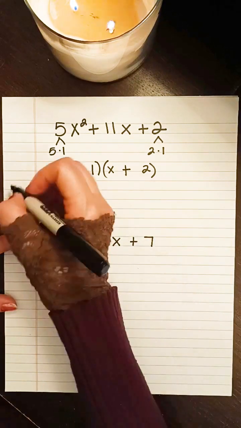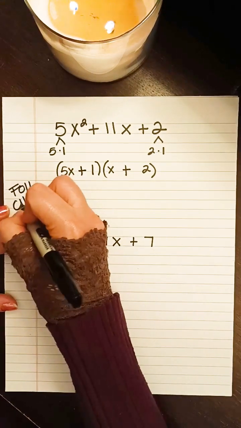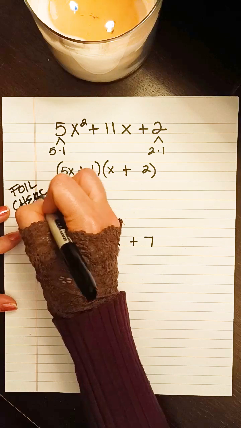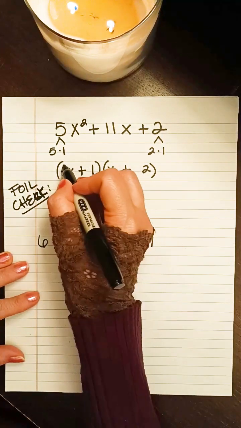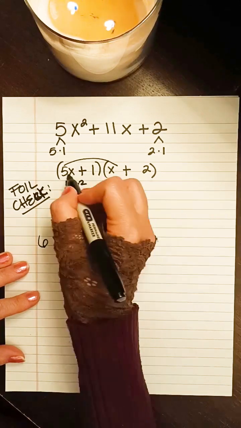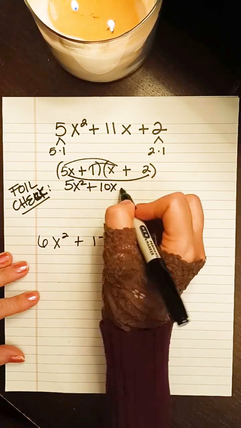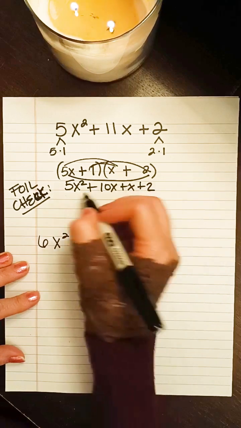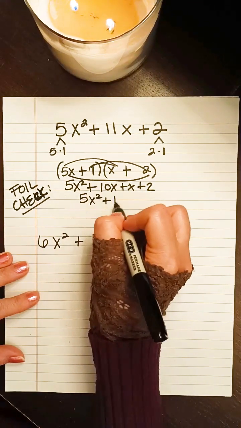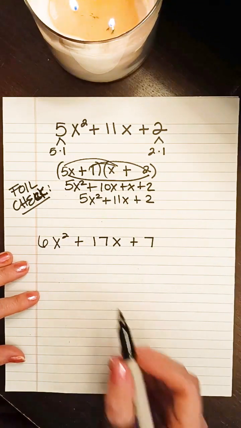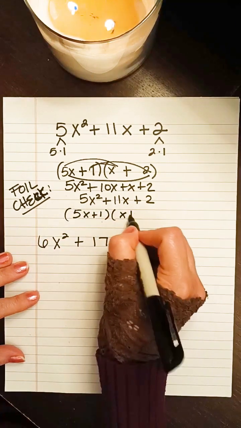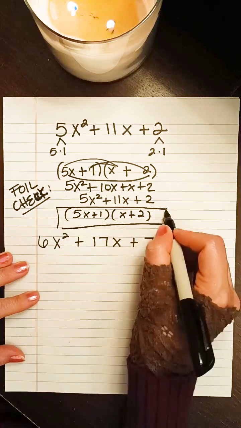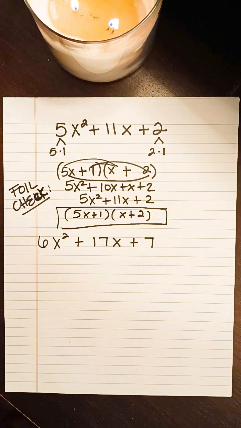And if we FOIL to check, then we get first, outside, inside, and last. We get 5x squared plus 11x plus 2. So these two binomials are the factors of our quadratic trinomial. Okay, let's do it again.